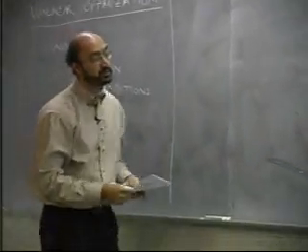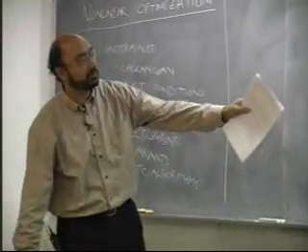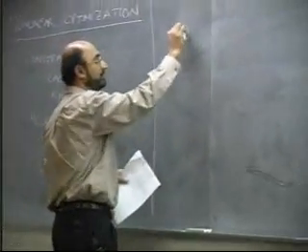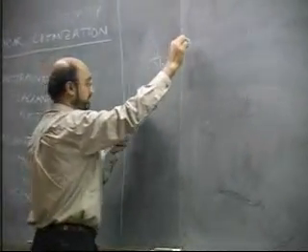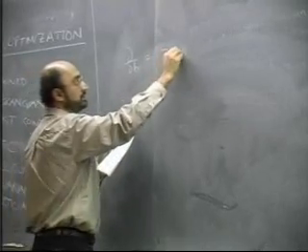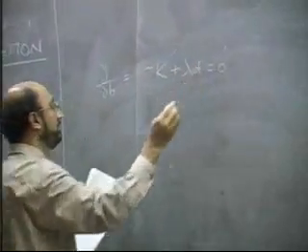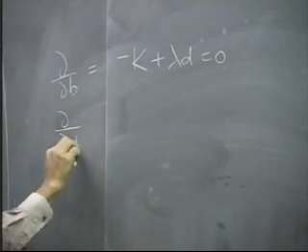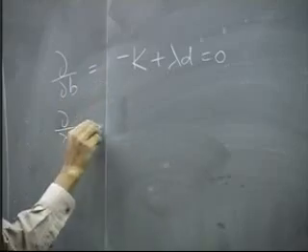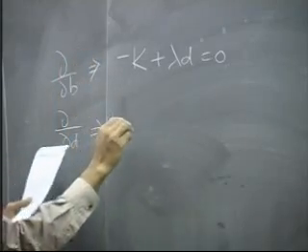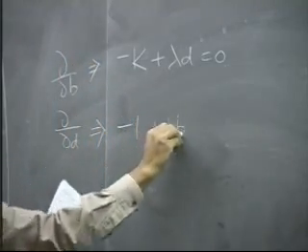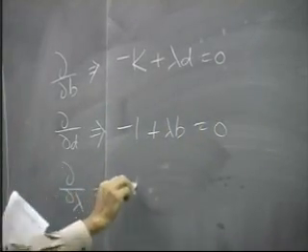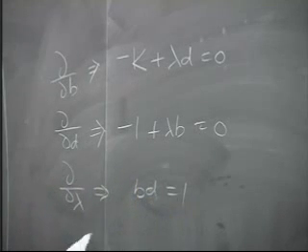If we set the partial derivative with respect to x to 0, in this case B, D to 0. So the first one, del by del B, equals just nothing more than K minus K plus lambda D equals 0. And then del by del D implies minus 1 plus lambda B equals 0. And then del by del lambda implies BD equals 1. That's just the constraint. It just pops right out.